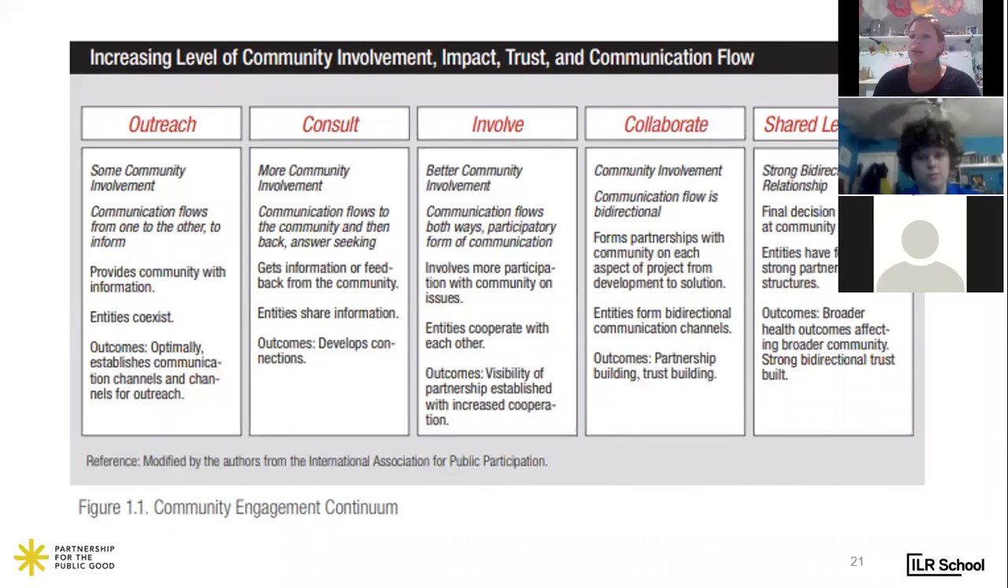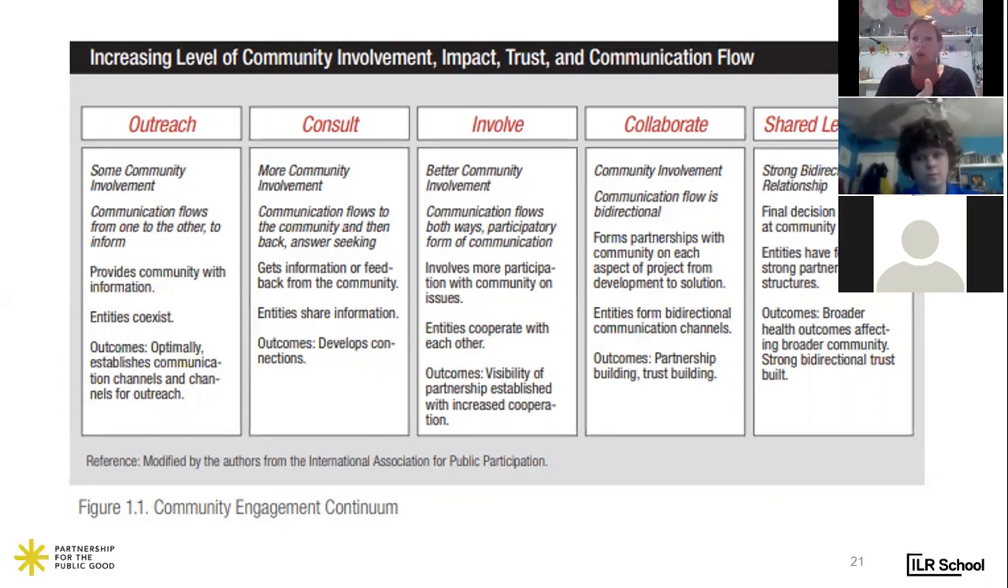And this is a really intense image. I'm not going to go through it all, but the point, and many of you may have seen this already, is that increasing levels of community involvement impact trust and communication. This is really helpful for a lot of longer term projects. I think it's a little less likely that you can get to shared leadership in the shorter term, but seeing the end goal is really helpful and important.